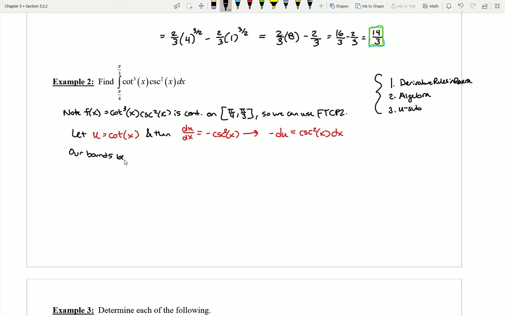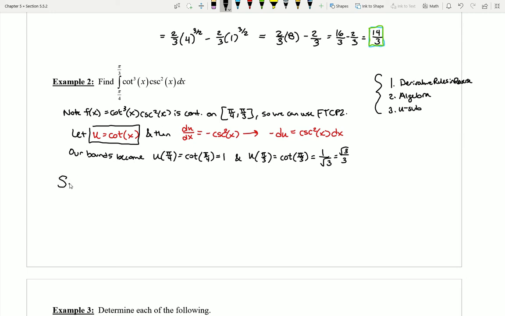So I'll say our bounds become, and I can just swap this over again using my formula that changes x's into u's. So I'll change my lower bound by plugging in pi over 4. The cotangent of pi over 4 is the value of 1. I can also change over my value of pi over 3 by calculating that the cotangent of pi over 3 is going to be 1 over root 3, or if you want, you could write that as square root of 3 over 3.